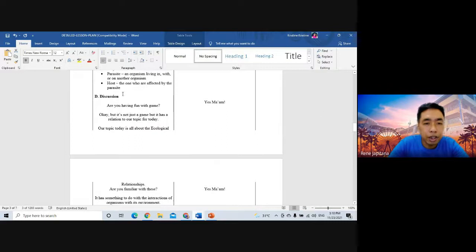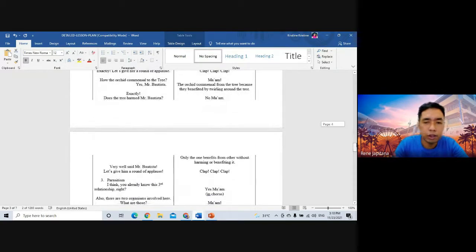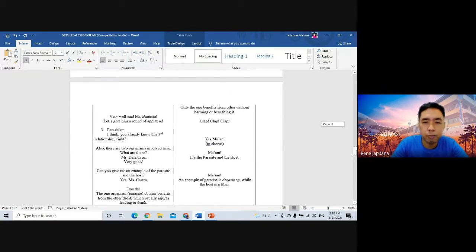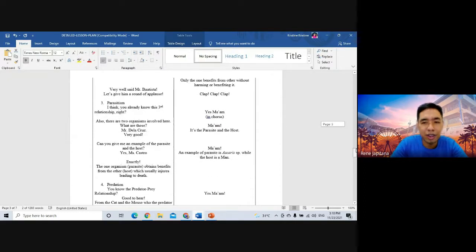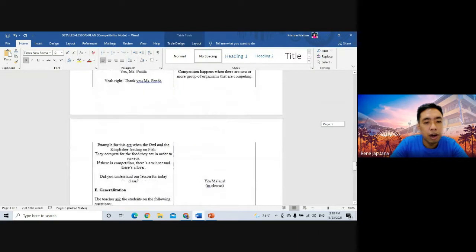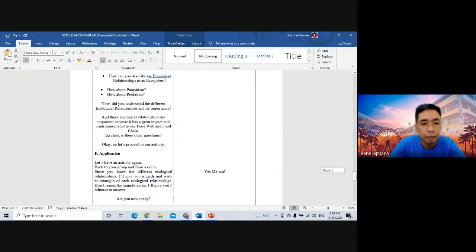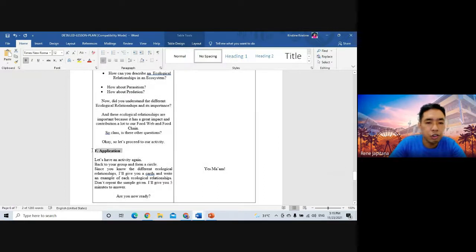Then after that, we have the discussion. Under discussion, everything that is being discussed by the teacher there, we can expect that the students are also reacting. They are reactive on that point. Then after the discussion, we have the generalization. No, so meaning inductive. We are using the inductive because it's from simple to complex, from specific to general. Then after the generalization, we have the application.